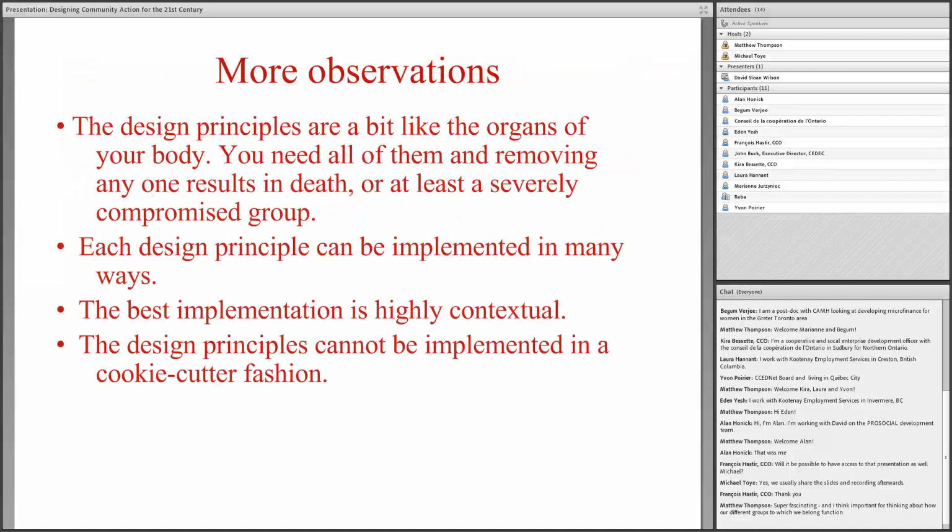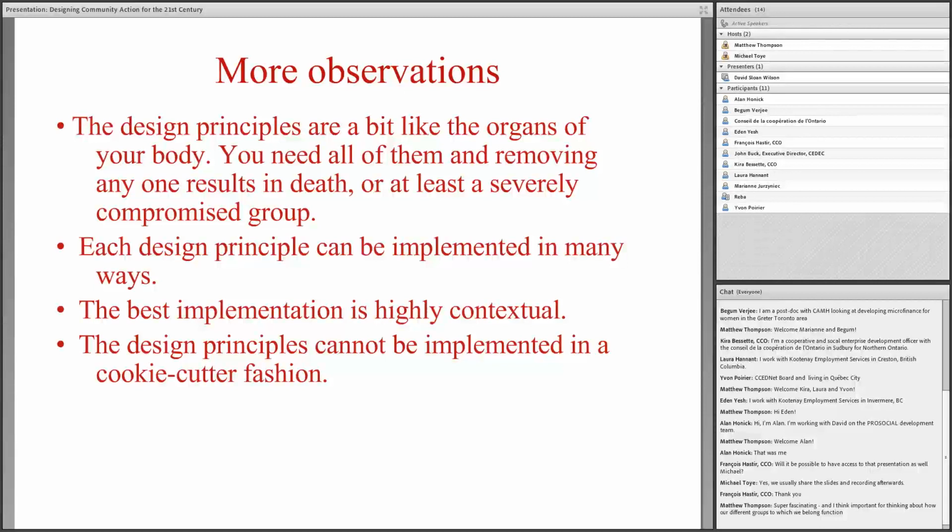A few more observations. These design principles are a little bit like the organs of your body. You have many organs, and if I remove a single one of them, you would die. This is not additive. And so it seems that we should be having all of these design principles, and if you were to remove a single one, such as monitoring, that could be, if not fatal, severely compromising to a group.